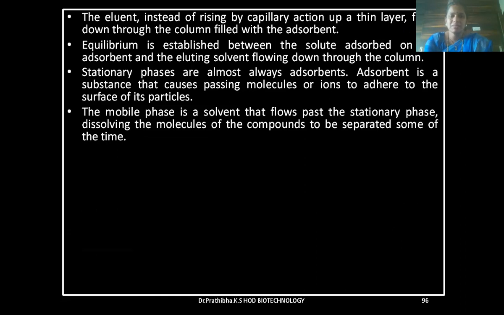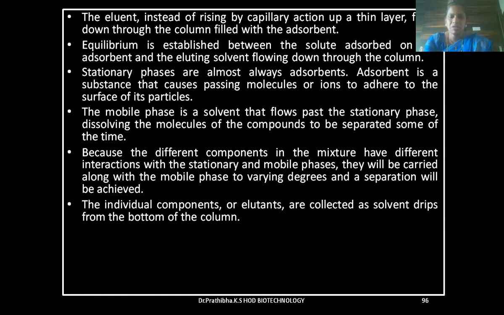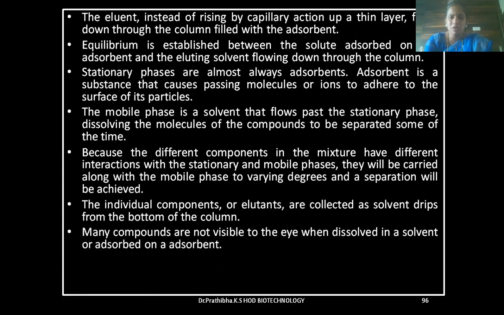The mobile phase is a solvent that flows past the stationary phase, dissolving the molecules of the compounds to be separated some of the time. Because the different components in the mixture have different interactions with the stationary and mobile phases, they will be carried along with the mobile phase to varying degrees and a separation will be achieved. The individual components or eluents are collected as solvent drips from the bottom of the column.